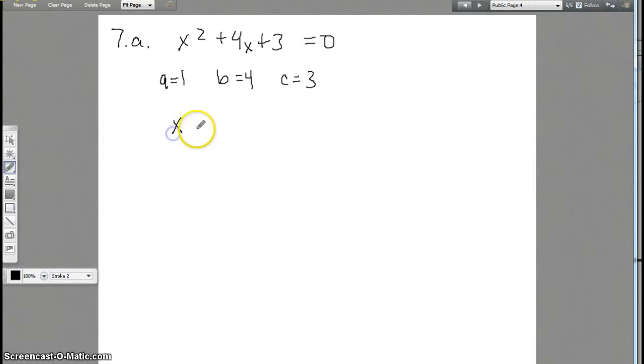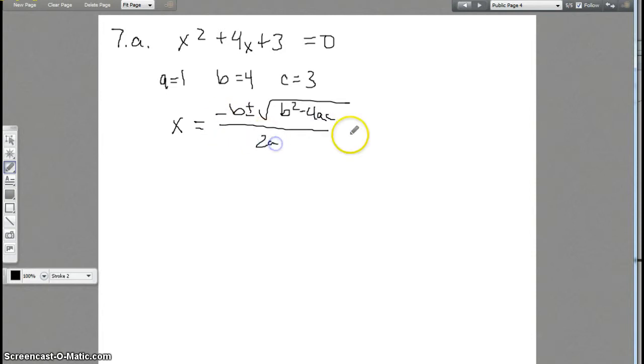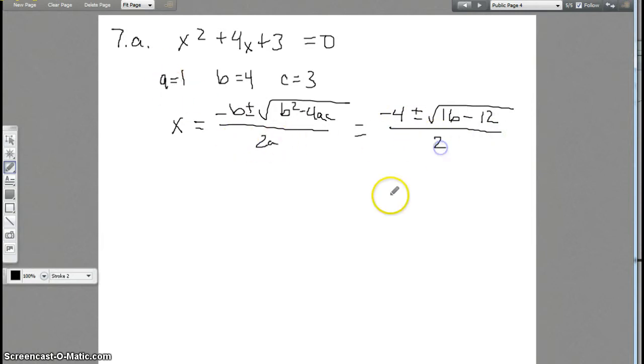Now we write out our equation. X equals negative b plus or minus the square root of b squared minus 4ac, and all of that is over 2a. Now I'm going to plug in my numbers. Negative b. Well, since our b is 4, negative b is going to be negative 4. Plus or minus the square root of b squared. Well, 4 squared is 16. Minus 4 times a times c. So I'm going to say minus 4 times 1 times 3. Well, 4 times 1 times 3 is 12. All over 2a. Our a is 1, so 2a is going to be 2.